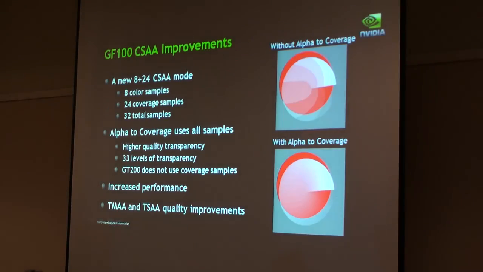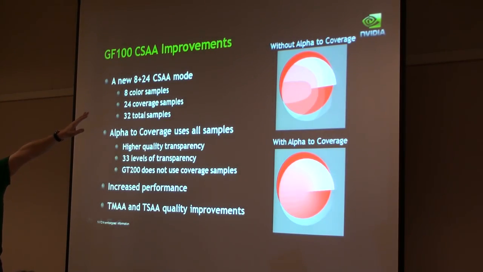So the biggest enhancement we did is we added the 8+24 CSAA mode. So instead of having 16 samples for 8 full, 8 virtual, we now have 32 samples, 8 real and 24 coverage. The other thing we did, which showed a big image quality improvement, is we actually allowed these 32 samples to be used during the alpha to coverage operation.